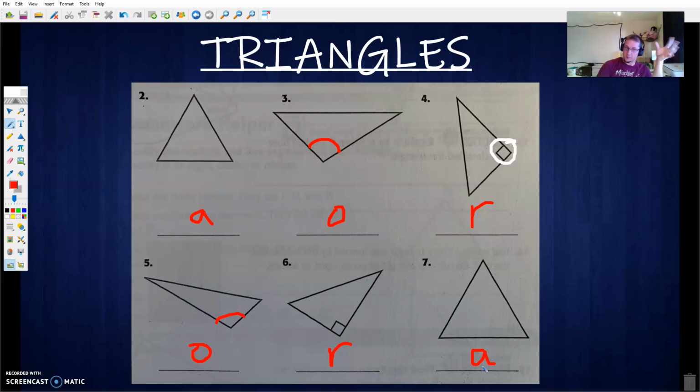Okay, so just a quick review. Triangles are going to have three vertices. They're going to have three edges. Their angles are going to equal 180 degrees. And then based on those angles, you will name the triangle either acute, obtuse, or right.